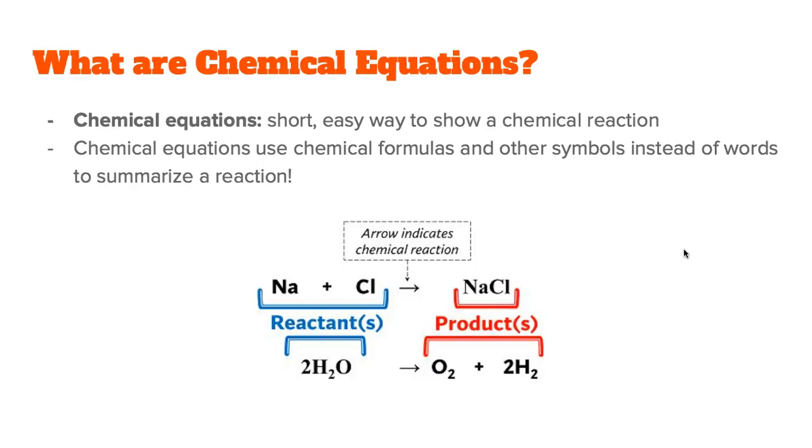Now that we know what reactions are, we need a way to describe them clearly. Scientists don't usually write reactions out in sentences. Instead, we use chemical equations, which are like a shorthand language for reactions. So what are chemical equations? A chemical equation is a short, easy way to show a chemical reaction using formulas and symbols instead of words. Reactants are written on the left side, products on the right side. And the arrow here means yield or produces. So a reactant yields or produces products. Chemical equations make it easy to see what you start with and what you end with.